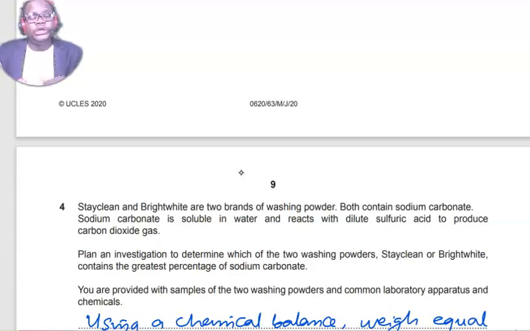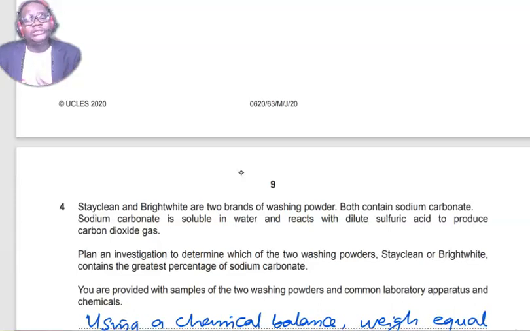If I use equal volume and equal concentration of sulfuric acid and equal mass of what? Of the washing powder. The one that contains more sodium carbonate will release more carbon dioxide, so I'm going to be collecting more volume with that. If I have that at the back of my mind, I'll be able to plan my experiment. Or I could decide to plan the experiment by measuring the decrease in mass of the washing powder.